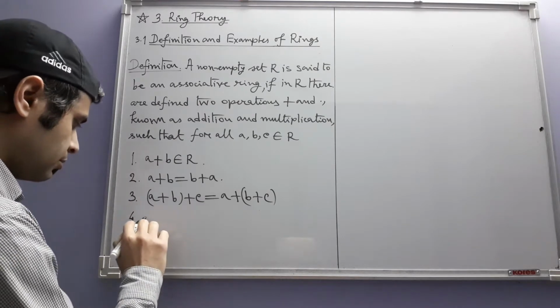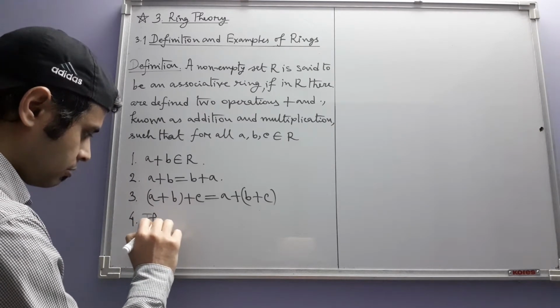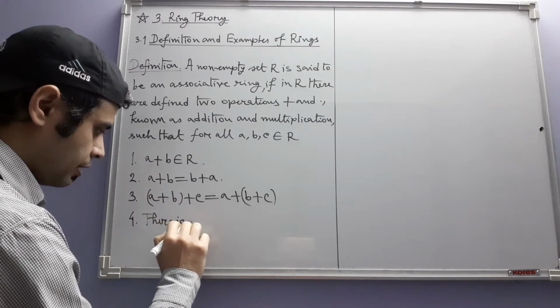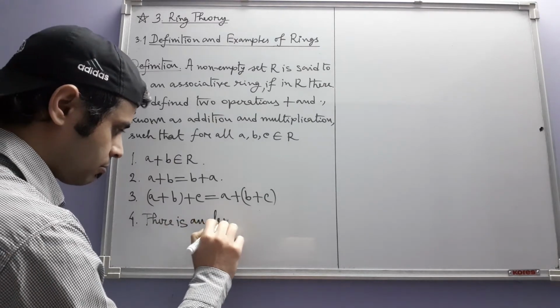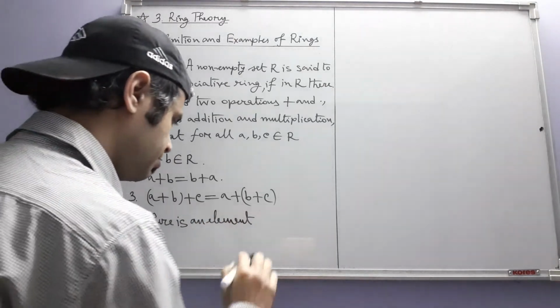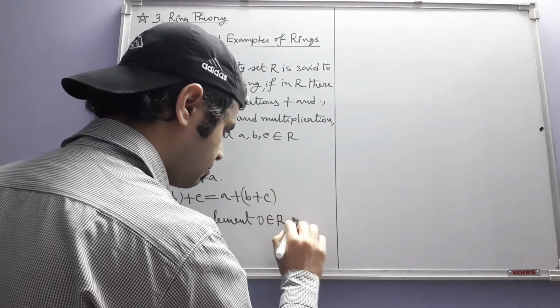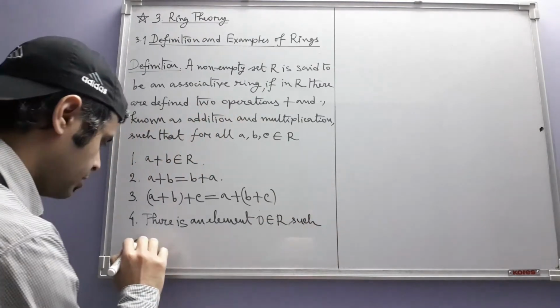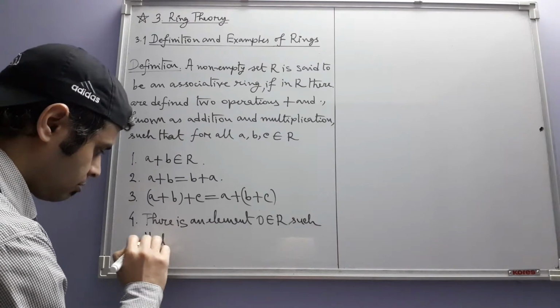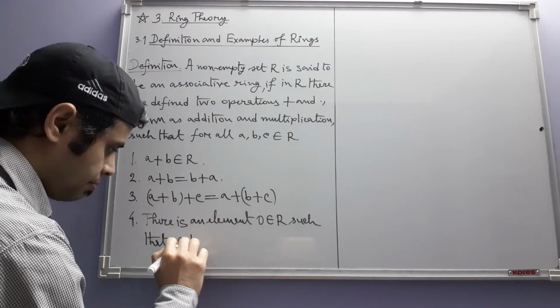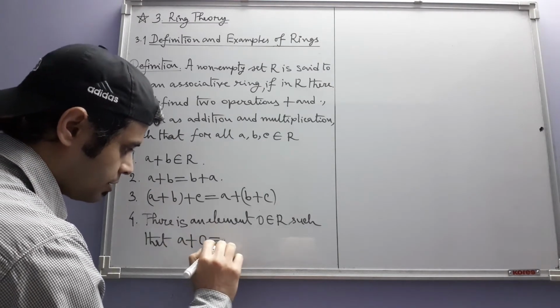The fourth one: there is an element 0 in R such that A plus 0 equals A.